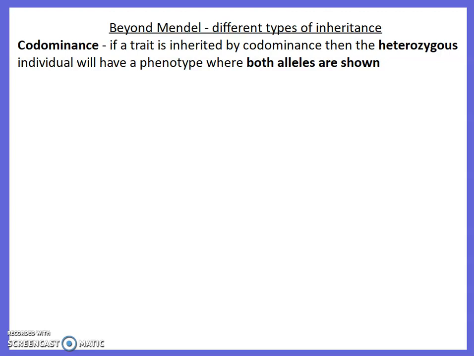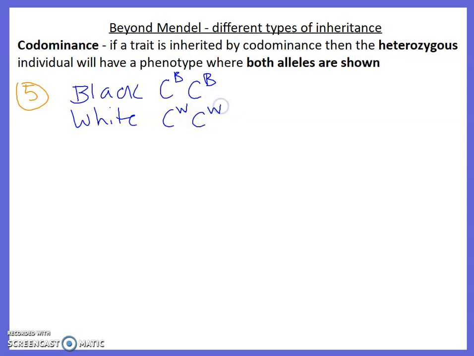We're going to do practice problem number 5. Number 5 is looking at chickens, and feather color in chickens sometimes is codominant. The feather color can be black, which would be CB CB. It can be white, which would be CW CW, or it could be erminette, which is essentially a mix of both of these, where you see both of them. So you would see black and white feathers. This would be CB and CW.